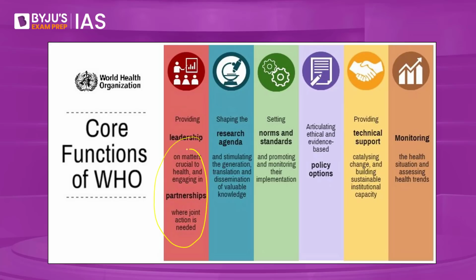Then the WHO also is responsible for shaping the research agenda specifically to ensure that any future diseases can be predicted earlier. The WHO also sets norms and standards for promoting and monitoring the implementation of the standards that they have set. They also offer policy options to countries across the world. Whatever WHO says are only suggestions and advice to the governments across the world. If the governments feel that it is in their interest, they can go ahead and convert that into policy within their nation. The WHO also provides technical support to nations across the world. For example, WHO is trying to ensure availability of vaccines, especially to the least developed nations right now with respect to the COVID-19 pandemic. The WHO also monitors the health situation and assesses health trends across the world.